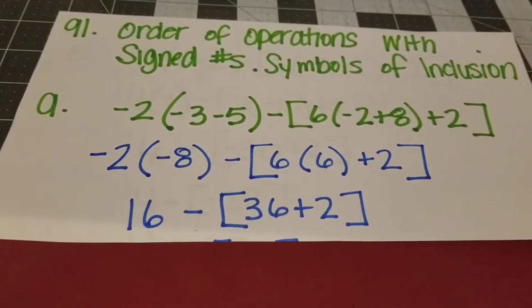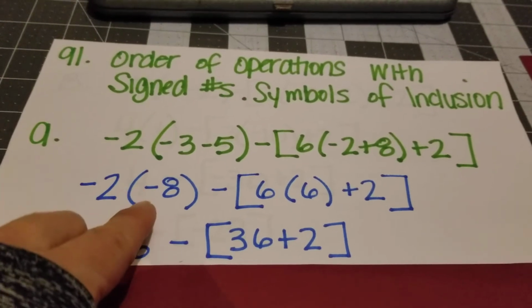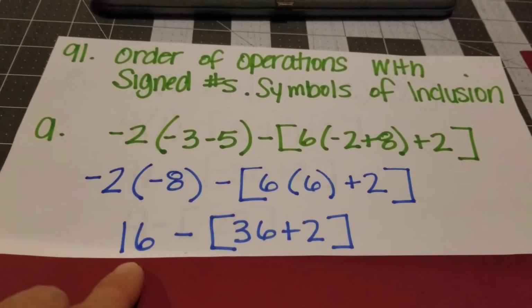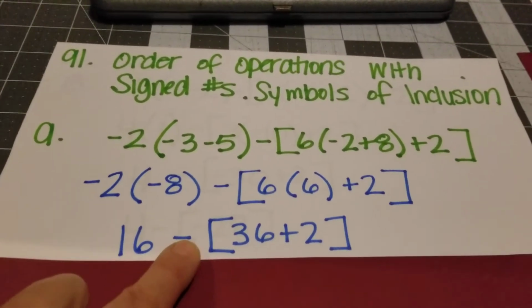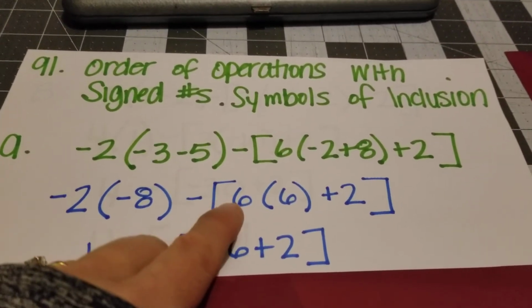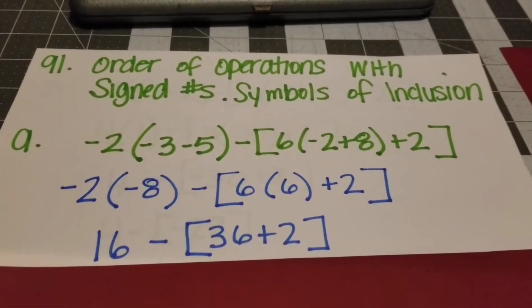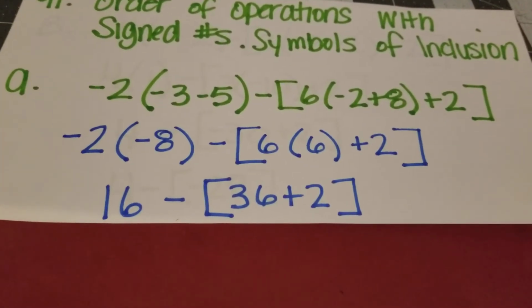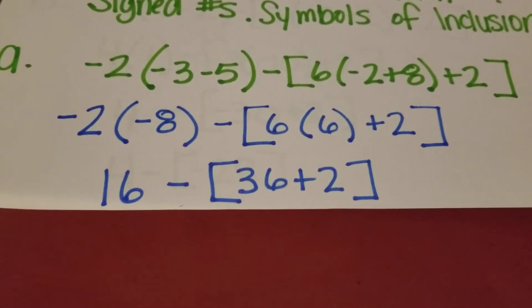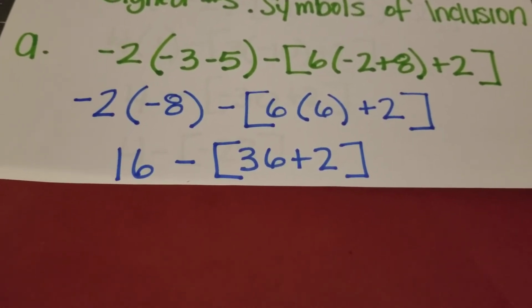Coming down now, okay? I simplify as I go. -2 times -8 gives me +16. Remember, negative times a negative is positive. Minus, okay, bracket still. 6 times 6 is 36, plus 2, close bracket. I'm doing all of this step by step. Yes, it's a lot of steps. It might seem annoying, but you have to keep these details in order for you to get these right.